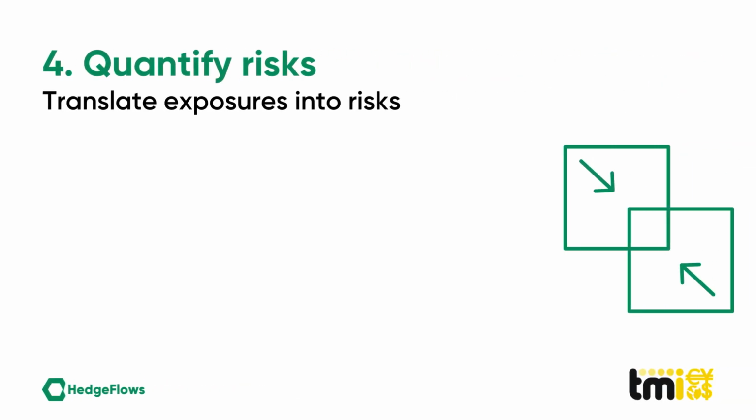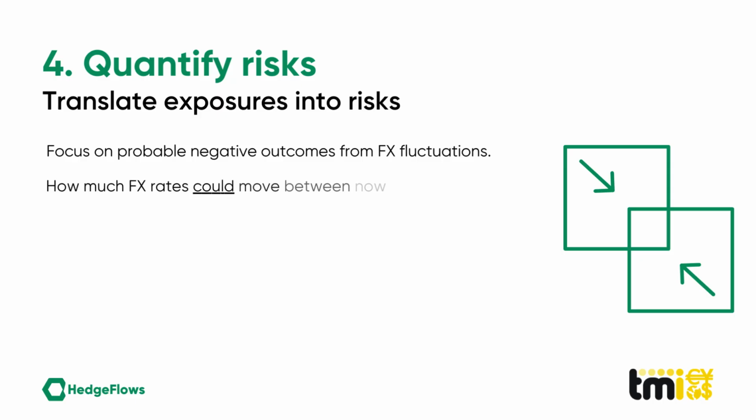Step 4. Quantify risks. Once currency exposures are identified, they need to be translated into FX risks. As currencies go up or down, balance sheet values, profit margins, or cash flows evolve differently than if you were doing business in one currency. Measuring risks focuses on probable negative outcomes from such fluctuations. Such probable negative outcomes are a function of the currency exposures and how much exchange rates could move while the exposure is outstanding. Consider the timing and maturity. The longer the exposure period, the more currencies can move and the greater the risks.